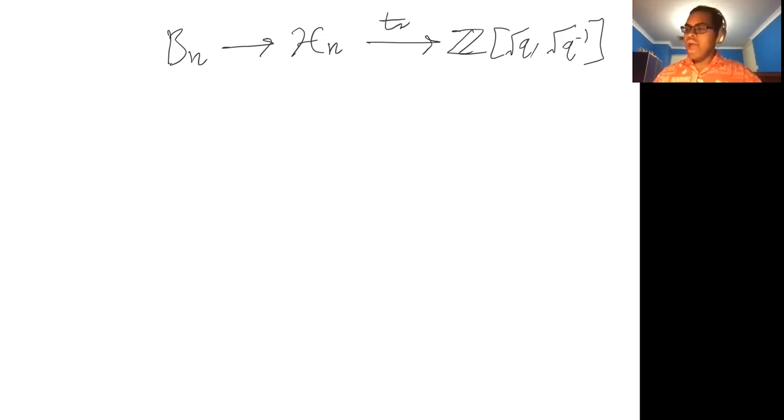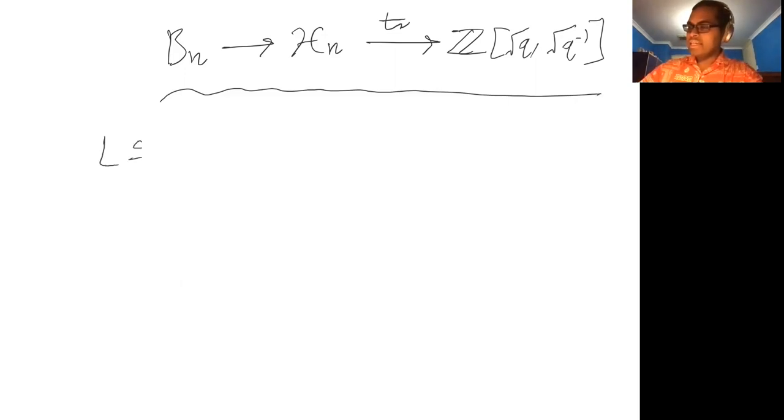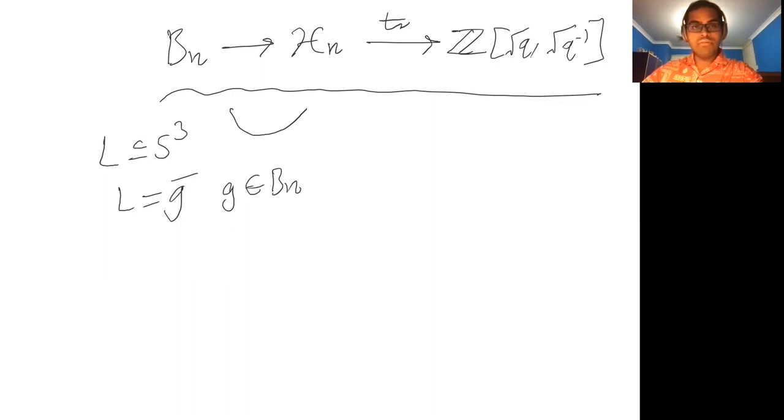And what's interesting about this trace of this representation is that if I take a link inside S3 and I put it in braid position, something we'll also go over soon, so that we write it as the closure of some braid g, where g is in Bn, then it's really cool that algebraically I can follow the representation, follow g along to Hn, and then take the trace of that. And that composition is going to be the Jones polynomial VL of q, of the link L.